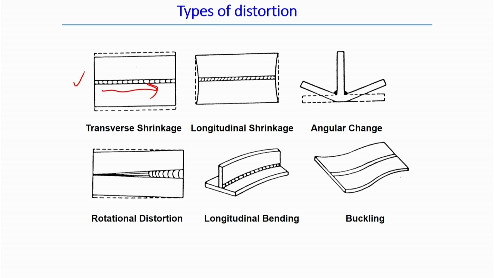Then longitudinal shrinkage, with respect to the longitudinal direction. There may be angular changes in the case of a T joint after the welding process, and rotational distortion can also be found in welding. Then longitudinal bending we can observe after the welding process, and finally, if the sheet is very thin, we can mostly find buckling. So these are the different patterns of distortion we generally observe during the welding process.